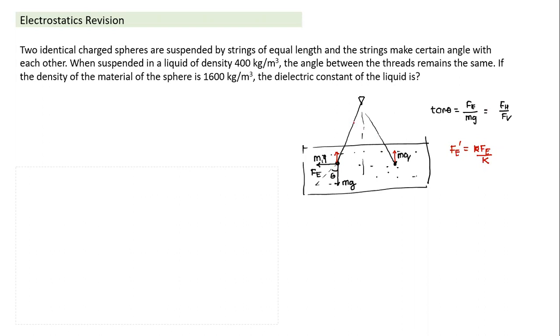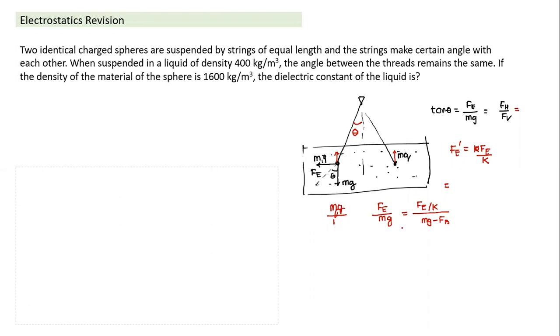For angle theta to remain the same, what is the necessary condition? Both should change by the same factor. So if the angle remains the same, what is the equation I can write? Fe by Mg was the ratio earlier. After submergence, I can write this term as Fe by K, which becomes the net horizontal force. And in the denominator, I'll write Mg minus the force of buoyancy.